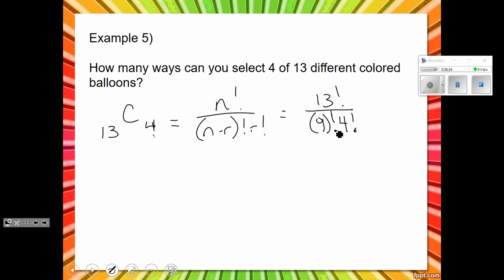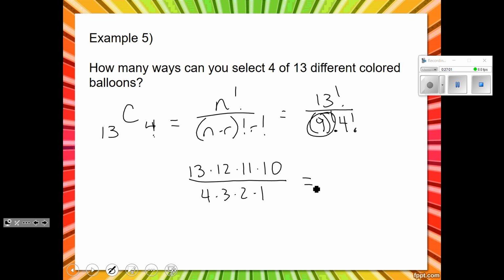Now, you can put that in your calculator, but let's think about it by hand. What's going to cancel? Everything from 9 and down. So what will I have on top? 13 times 12 times 11 times 10. We're not going to have anything else because 9 and down cancels out. What else am I going to have on the bottom? 9 factorial cancels out. So what's left? 4 times 3 times 2 times 1. So that's what you're going to be working out. What will all of that equal?